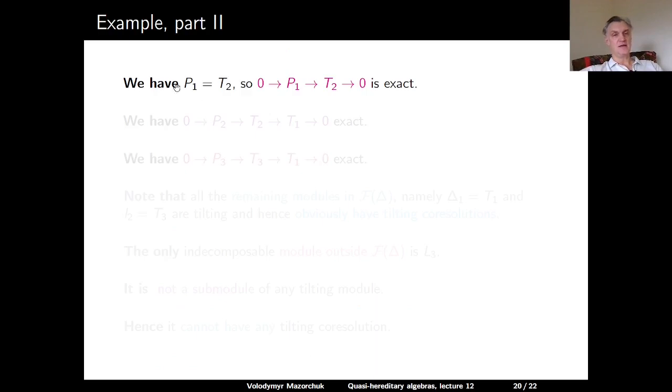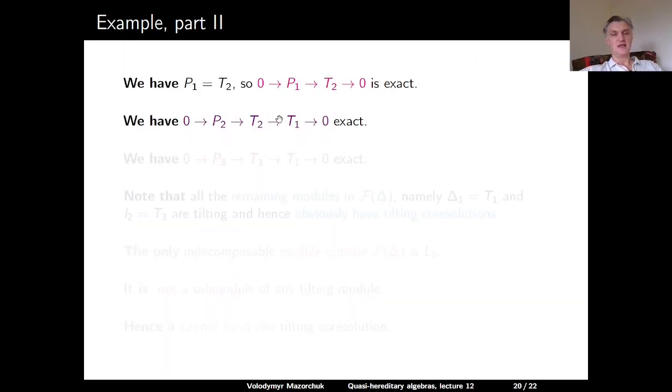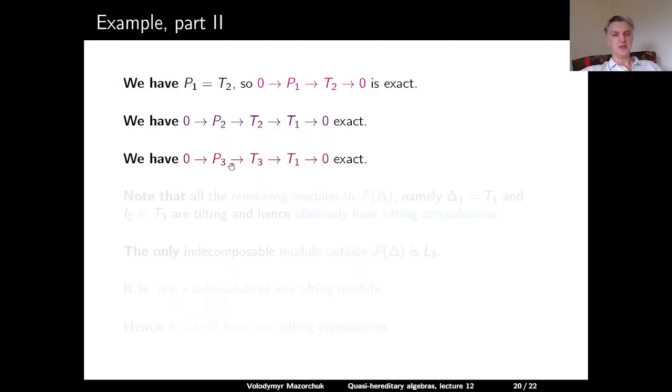And here we can see that the projective at 1 is the tilting module at 2. And so if we embed P1 to T2, we have the tilting co-resolution of P1. Now P2 embeds into T2 and the cokernel is T1. So the tilting co-resolution of P2 is T2 goes to T1. And finally, P3 embeds into T3 and the cokernel is T1. So here we have all tilting co-resolutions of all projective modules.